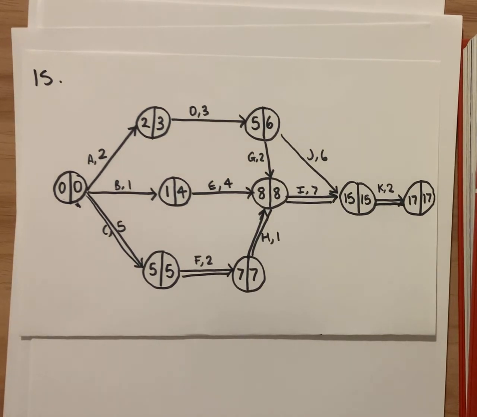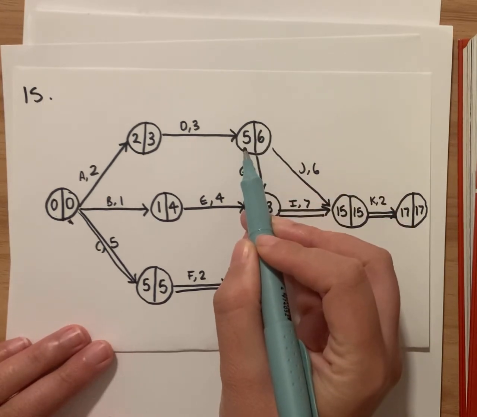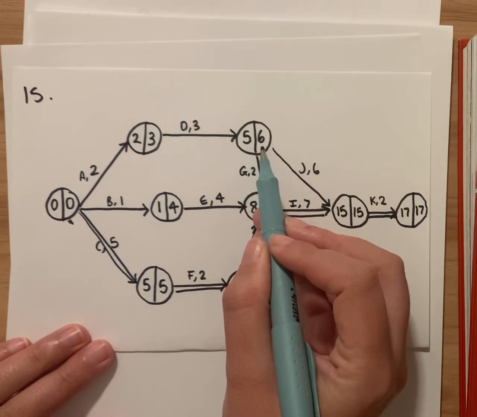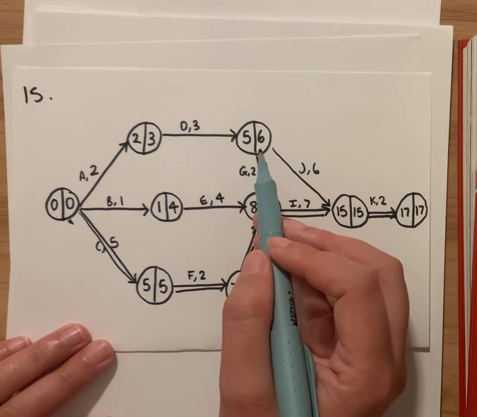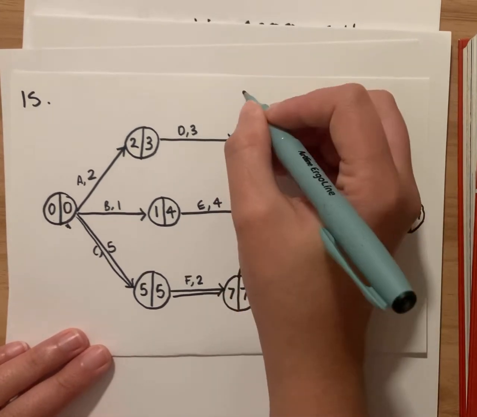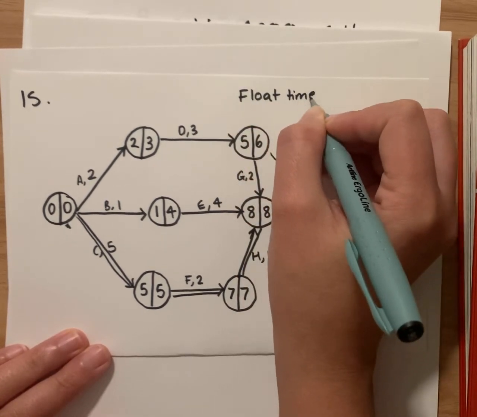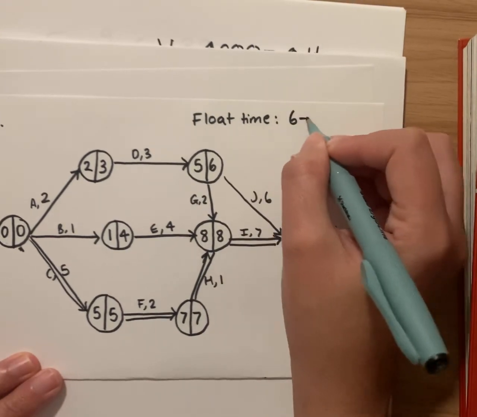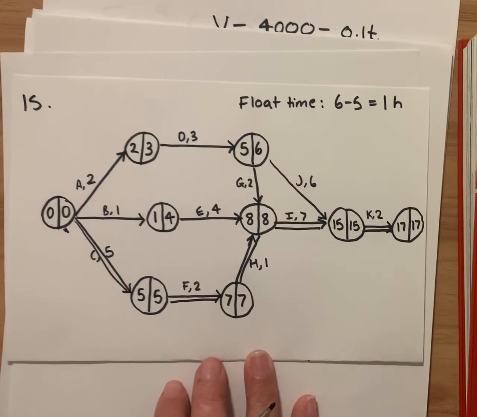Now, what's the question actually asking us? So it says if activity G is delayed by 5 hours. So where's activity G? Activity G is up here. It's got an earliest starting time of 5 hours and a latest starting time of 6 hours. So that means this activity can start at 5 hours, but it can also be delayed by 1 hour and start at 6 hours. So that means it's got a float time of 6 minus 5, or 1 hour. It's got a float time of 1 hour.